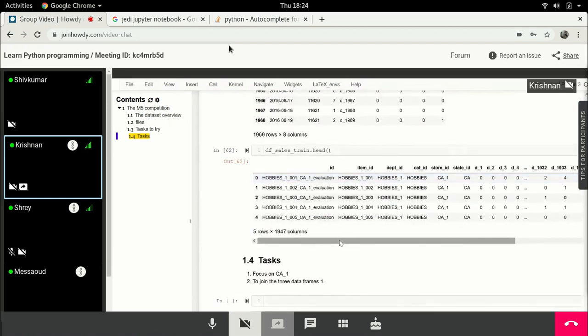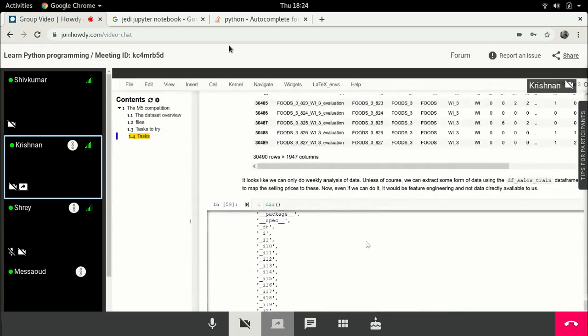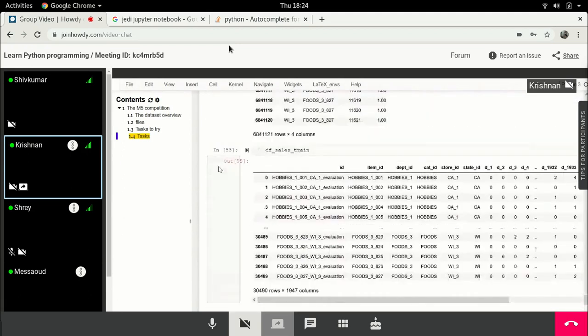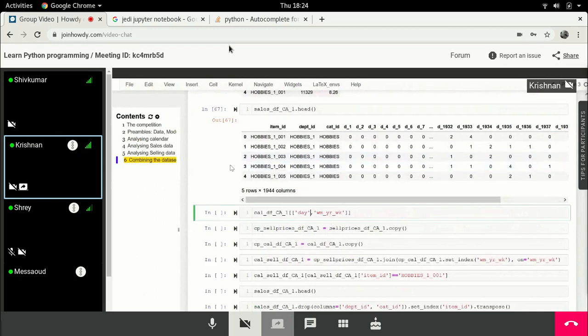Sales train. No, we actually calculated some prices. I remember we calculated some prices. You can do it again. That's okay. Let's do it again, because I think I missed the consolidation.